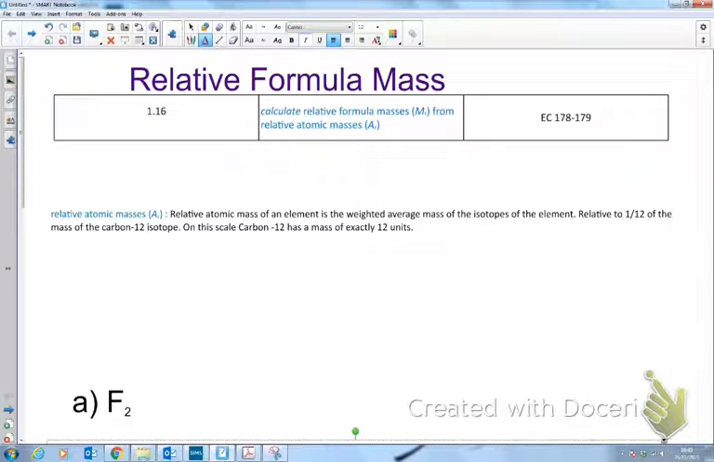Objective statement 1.16. Calculate the relative formula mass, or MR, from the relative atomic mass, AR. So the relative atomic mass, or AR, is defined as the weighted average of the isotopes of the element relative to 1/12 of the mass of the carbon-12 isotope. And on this scale, carbon-12 has a mass of exactly 12 units.